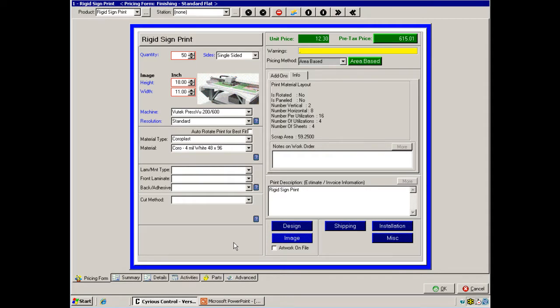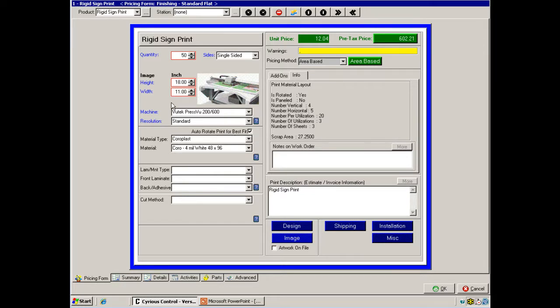print or flatbed print, here we have the quantity, height, width, machine, resolution, material type such as coroplast, and the material. You'll notice the materials are all defined by a size of the sheet. What this allows the system to do is figure out how many fit on that sheet and the best way to fit them. In this case, you'll notice auto rotate print for best fit.